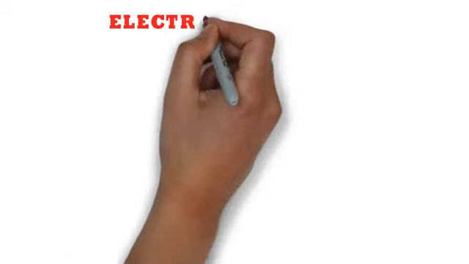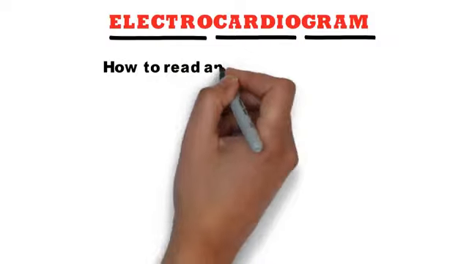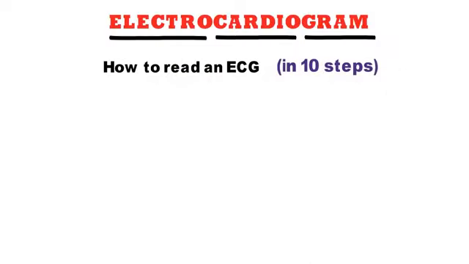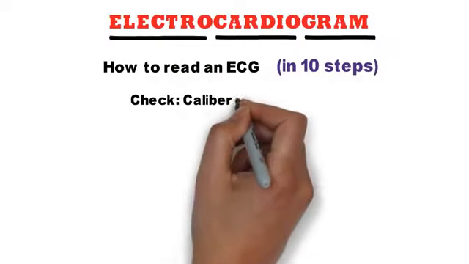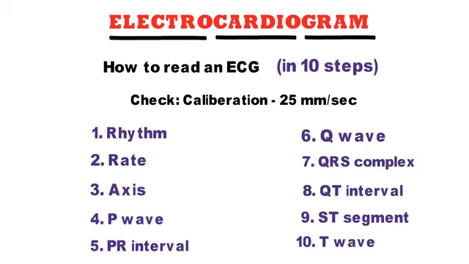So let's start. ECG, or electrocardiogram, is the graphical representation of electrical activity going on in the heart. Now, how to read an ECG in just 10 steps. Before that, we need to check the calibration or speed of the machine, which is normally set at 25 mm per second. In most books on ECG, the first step is to calculate the rate. But before calculating the rate, you should know whether the rhythm is regular or not. I'll tell you the reason when I discuss the rate.